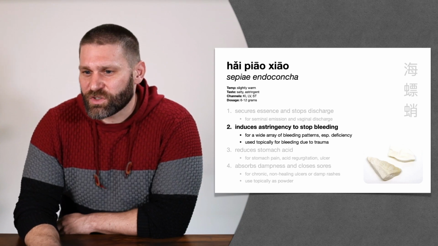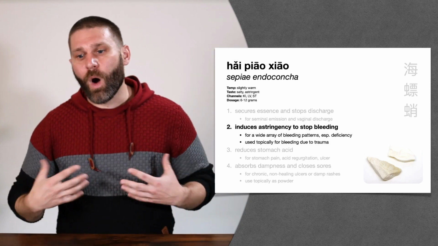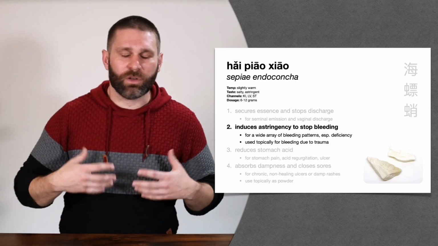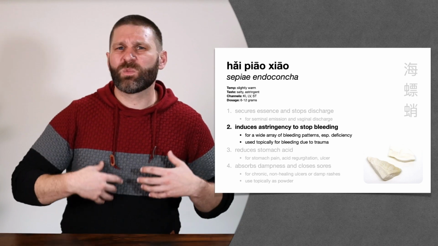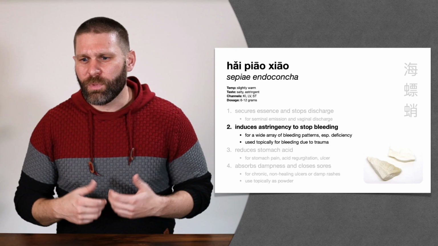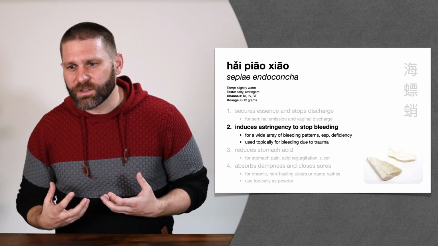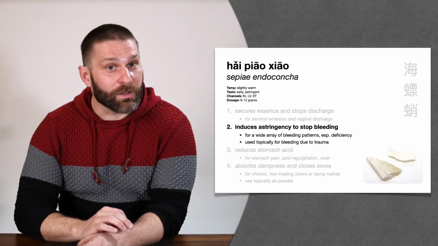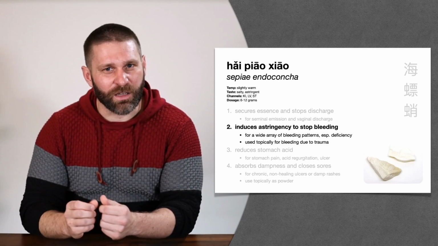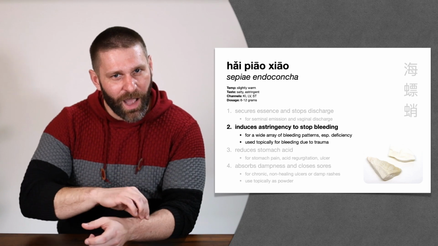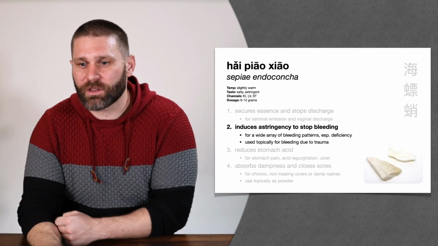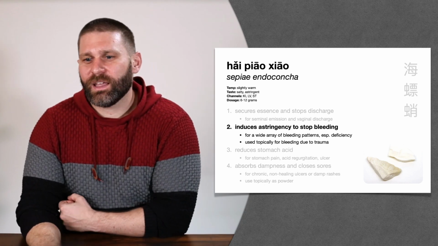It also induces astringency to stop bleeding for a wide variety of bleeding problems, but is especially for bleeding due to deficiency. So I think technically we can use it for things like coughing up blood and vomiting blood. Those tend to be bleeding due to heat, but especially for bleeding due to deficiency. And we can also use it topically for bleeding and trauma. Again, this is a cuttlefish bone. You can grind it up into a powder and use it like a stippling powder to soak up the blood and staunch the bleeding. So that's Hai Piao Xiao.